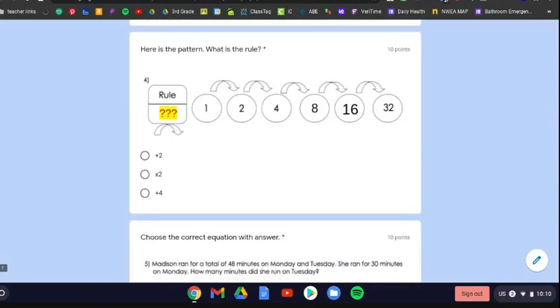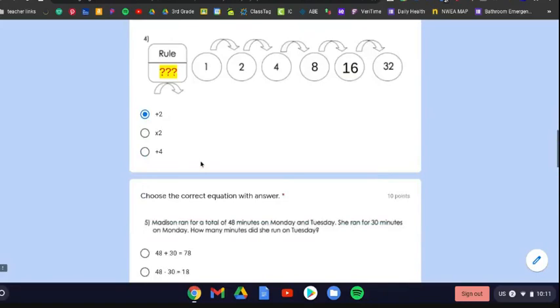Number 4 has the same directions. We're using a frame with the arrows. My pattern is 1, 2, 4, 8, 16, 32. You need to find the rule. Are we adding 2 each time? Are we multiplying by 2 each time? Or are we adding 4 each time? Figure out the rule. Click on the rule. Click in the white and scroll down.